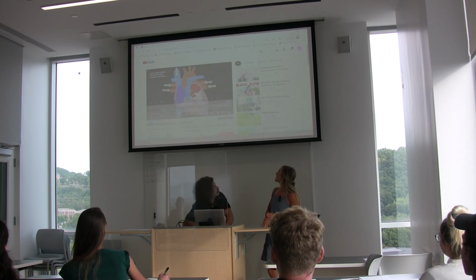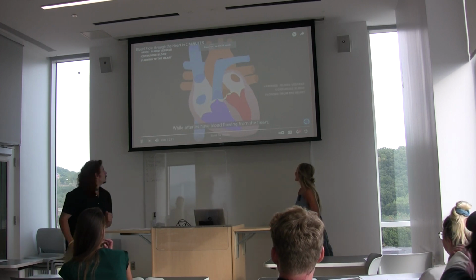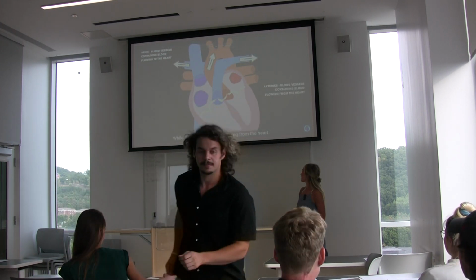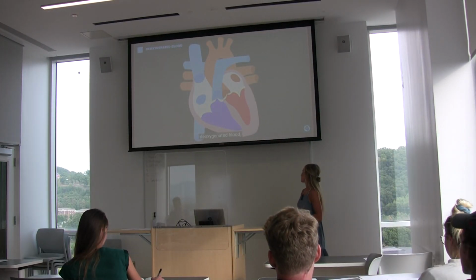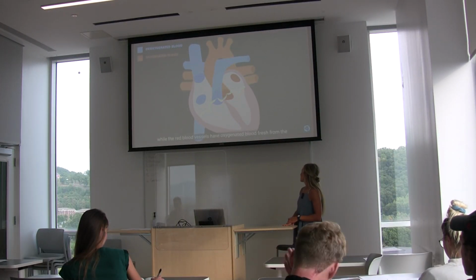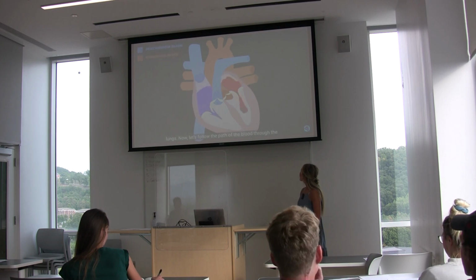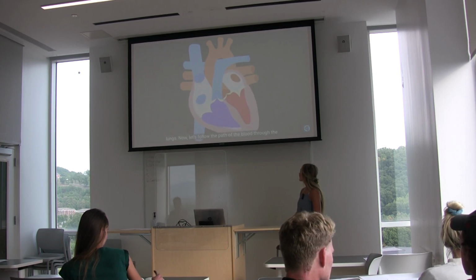Veins are blood vessels. While arteries have blood flowing from the heart, the blue is representative of blood vessels containing deoxygenated blood, while the red blood vessels have oxygenated blood fresh from the lungs. Now, let's follow the path of the blood through the heart.